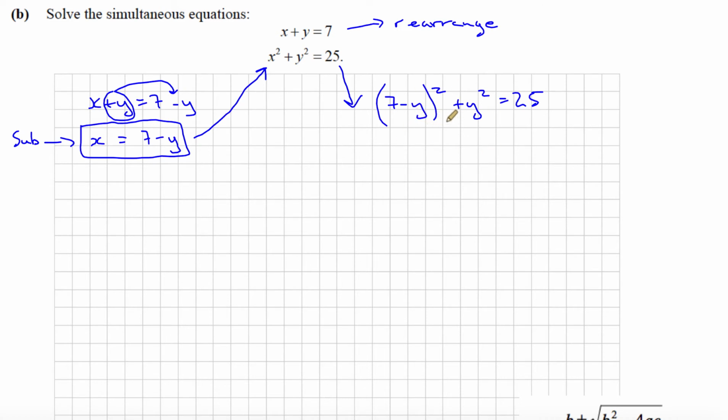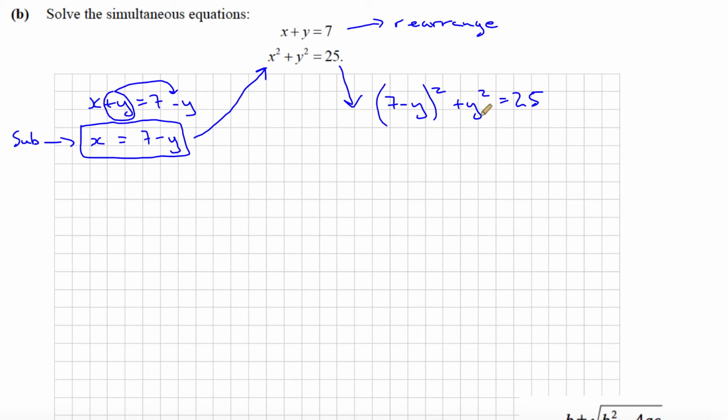That has given me one equation now with one unknown. So I've just got y's here, so I'm going to be able to find the answer for y here, and when I do, I'm going to substitute that value or values back into the easy equation to find my x values. Okay, so I now have this to solve.